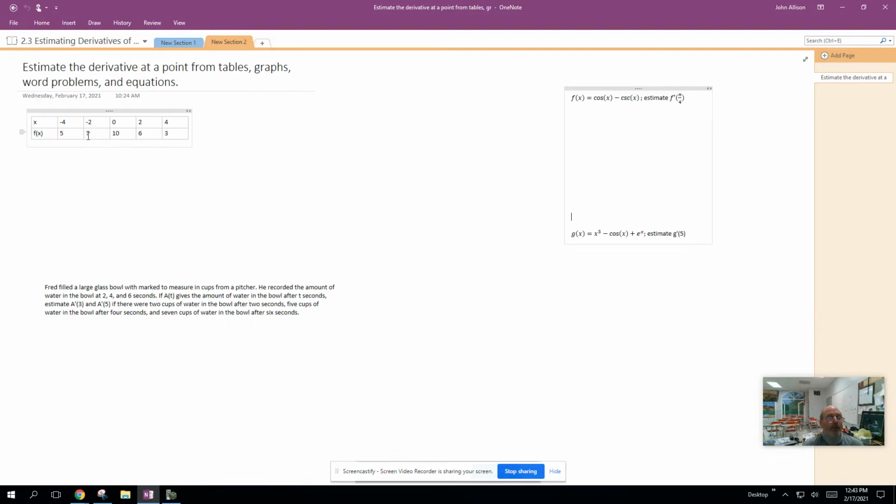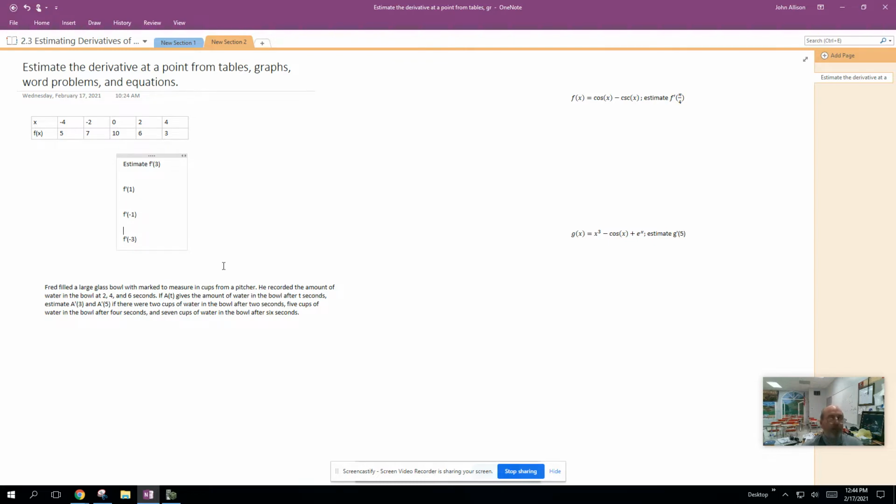And then we'll look over here, and whenever we're given tables, we might be asked to estimate, looking at this table, let's say, f prime of 3. Or here we could estimate f prime of 1. Here we could estimate f prime of negative 1. Estimate f prime of negative 3. Now you might see where I'm getting those numbers: I'm looking at halfway between entries on the table.